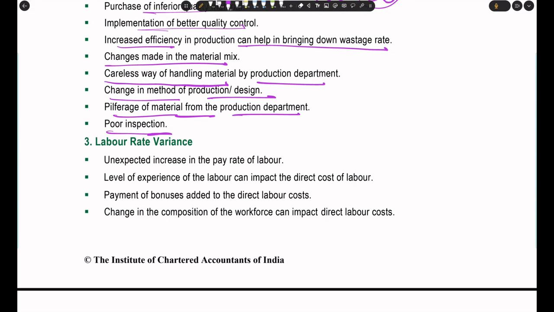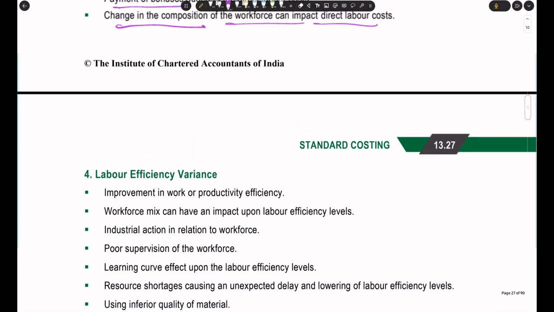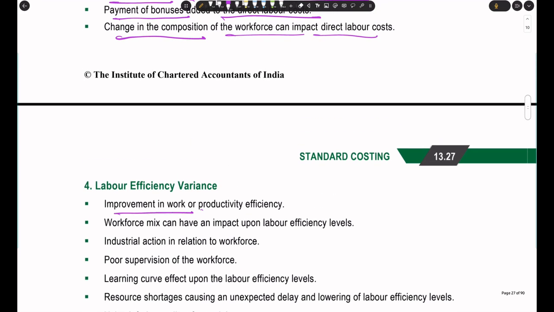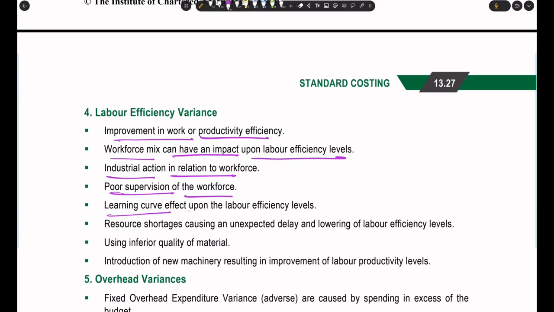Then labor rate variance: unexpected increase in the pay rate of labor, level of experience of the labor can impact the direct cost of labor, right? And payment of bonuses added to it. Then change in the composition of the workforce can impact direct labor cost. Okay, and labor efficiency variance: improvement in work or productivity efficiency, workforce mix can have an impact upon labor efficiency levels. And then industrial action in relation to the workforce, then poor supervision of the workforce. Then learning curve effect. These are all the reasons for the interpretation of the efficiency variance.